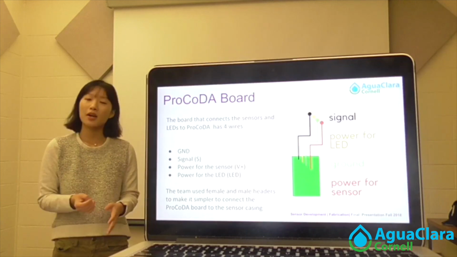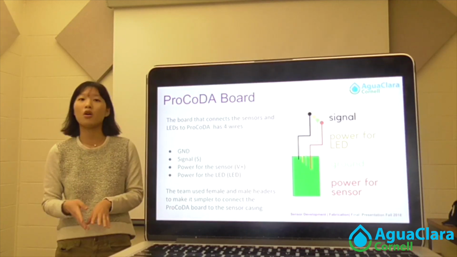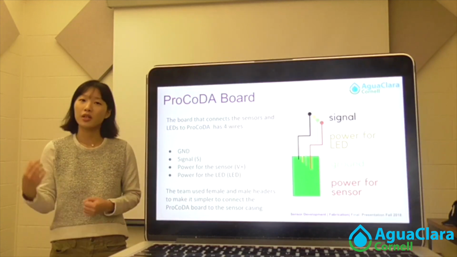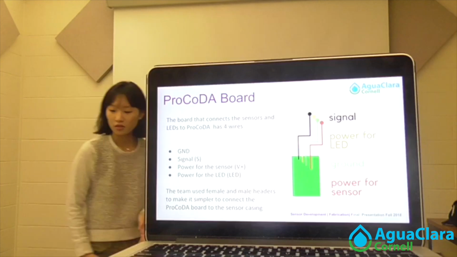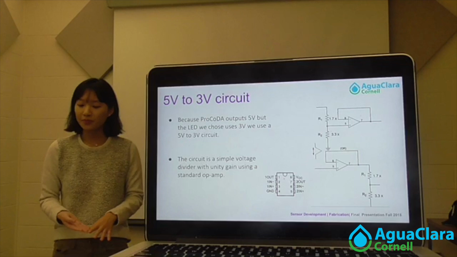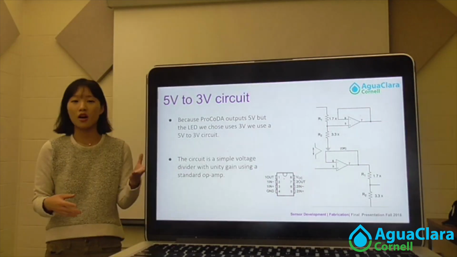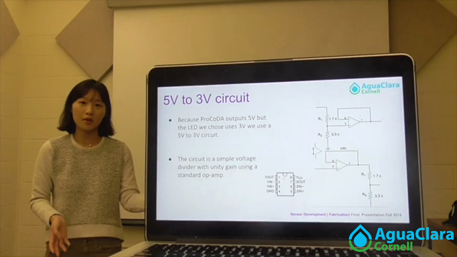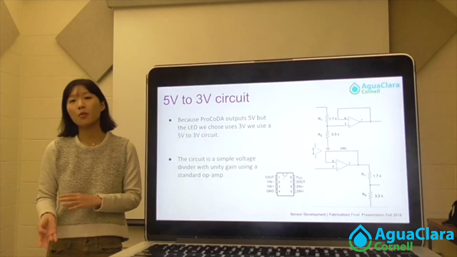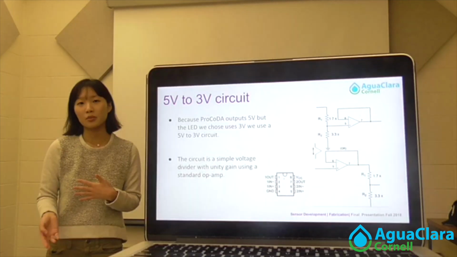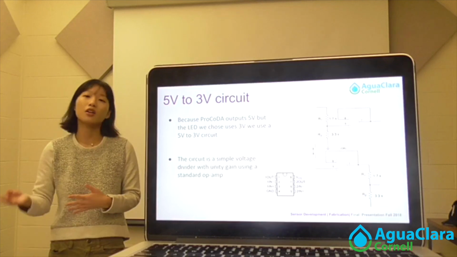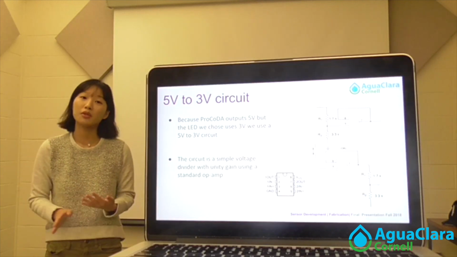So what we had to do was connect these different inputs and outputs to our sensors and our LED in order to gain that information and plug it into ProCODA. And also, because the ProCODA board outputs 5 volts like we talked about before, we have a problem because the LED only runs on 3 volts. So we had to make a simple circuit to voltage divide from 5 volts to 3 volts, and it would use an op amp in order to ensure unity gain.